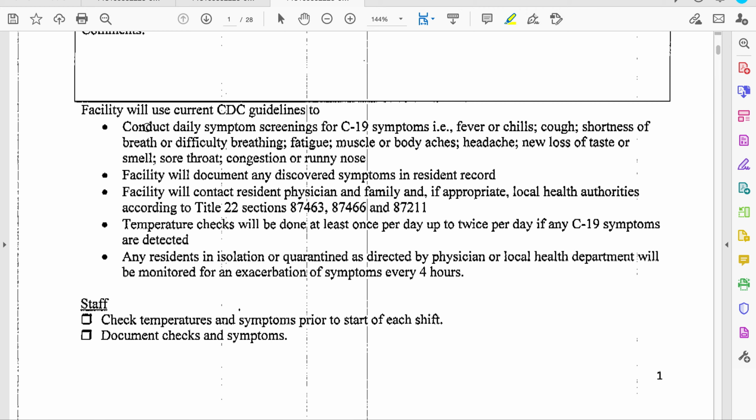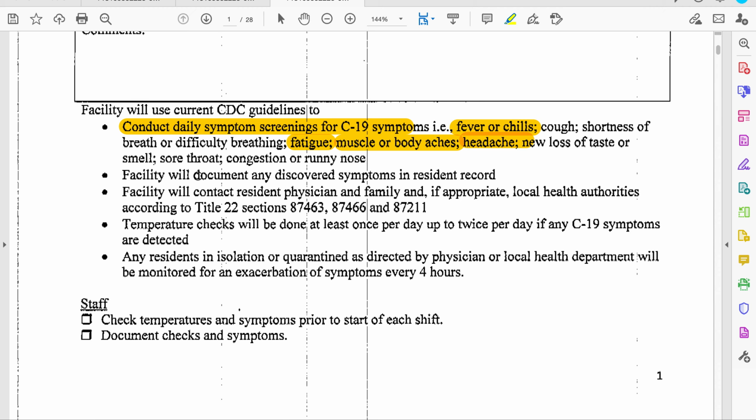Next, we will go into the current CDC guidelines. We need to conduct daily symptom screenings for COVID-19 symptoms. Some of these symptoms are fever or chills, cough, or shortness of breath, difficulty breathing, fatigue, muscle or body aches, headaches, new loss of taste or smell, sore throat, congestion, or runny nose.